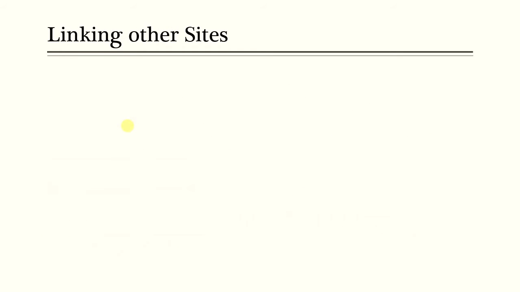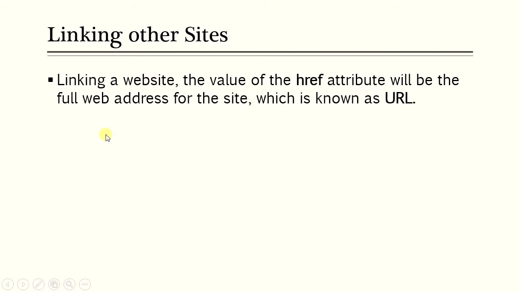As we discussed already, there are three different types of links. So here I want to discuss each of these types with an example, one by one. When you want to link to a website, the value of the href attribute will be the full web address of the site, which is known as a URL.